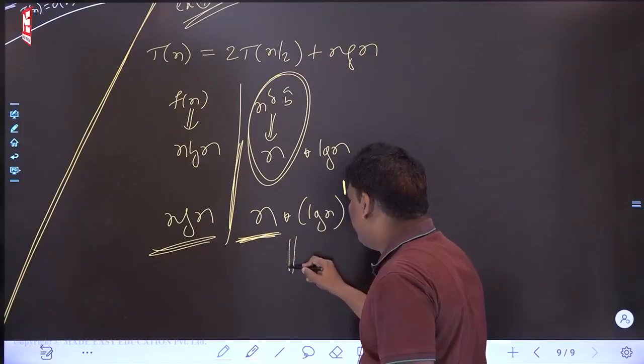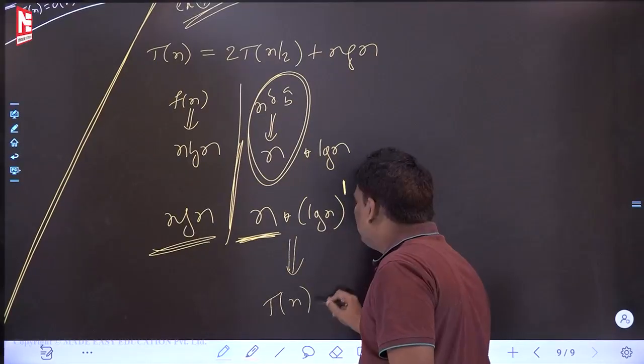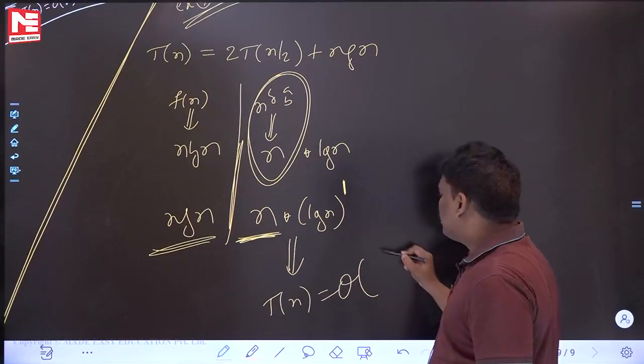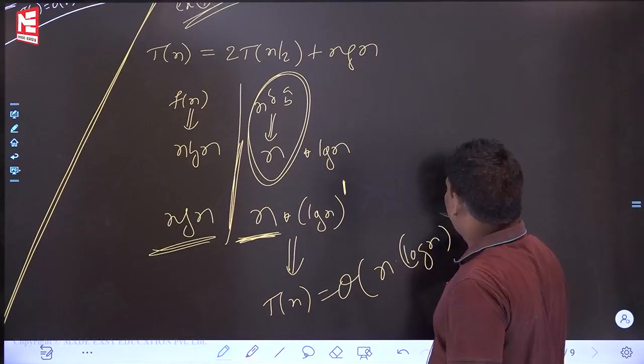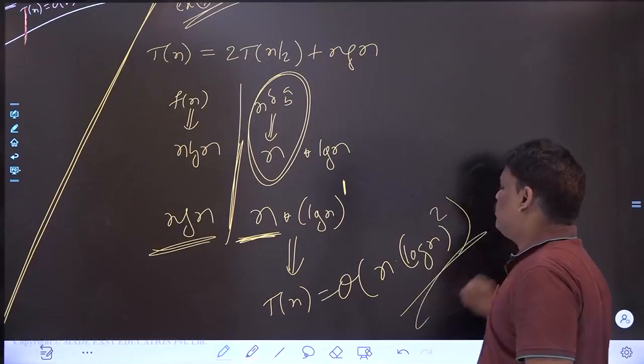Then the answer is T(n) equal to theta of what? Right hand side, whatever is there, take all the log n. Here 1 is there, 1 plus 1, 2. This is the answer for this.